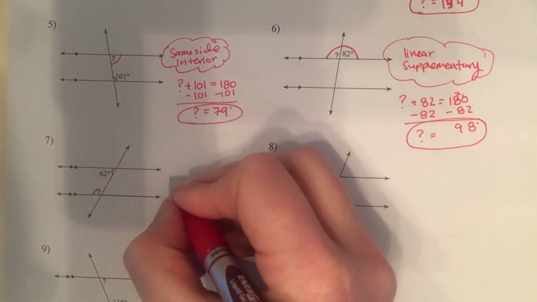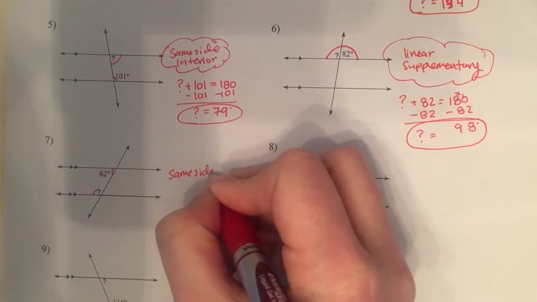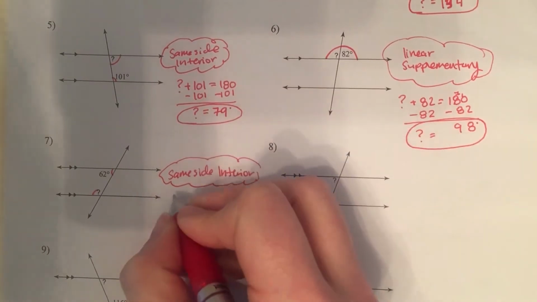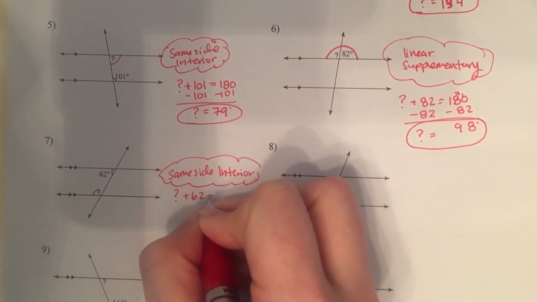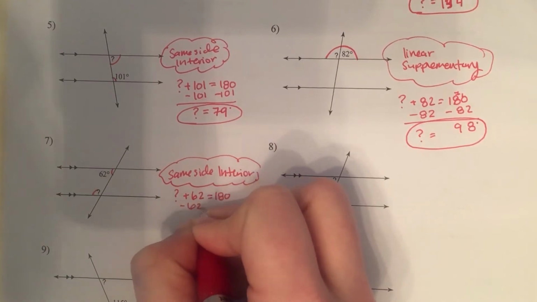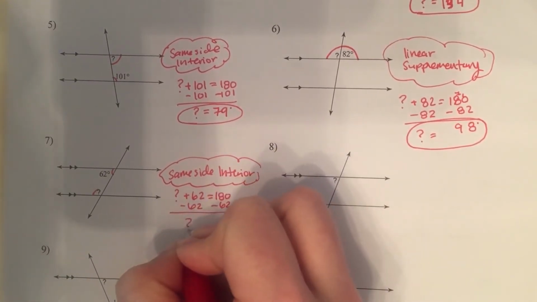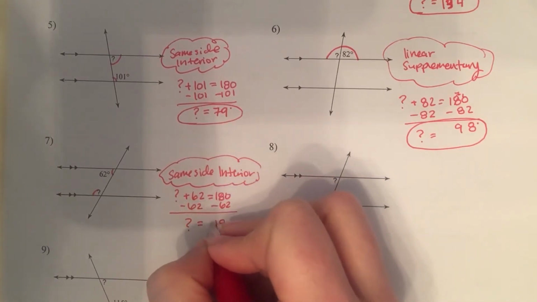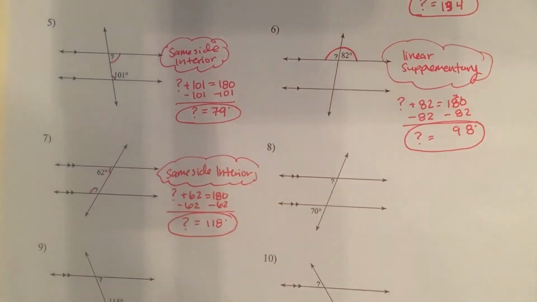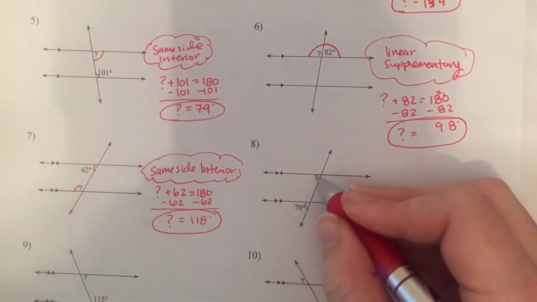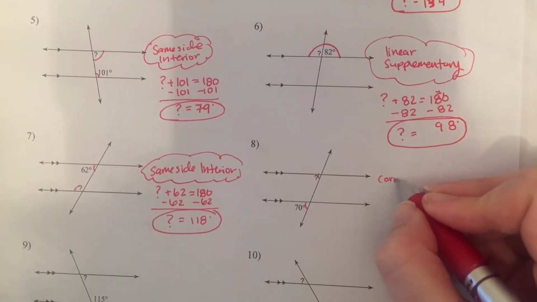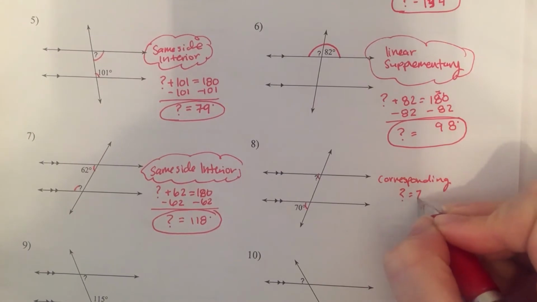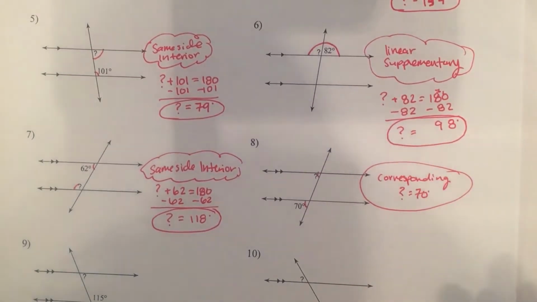Same side interior, question mark plus 62 equals 180, minus the 62, 118. These ones bottom left would be labeled corresponding. They are the same size, so I just write that the question mark is 70. I do not have to solve.